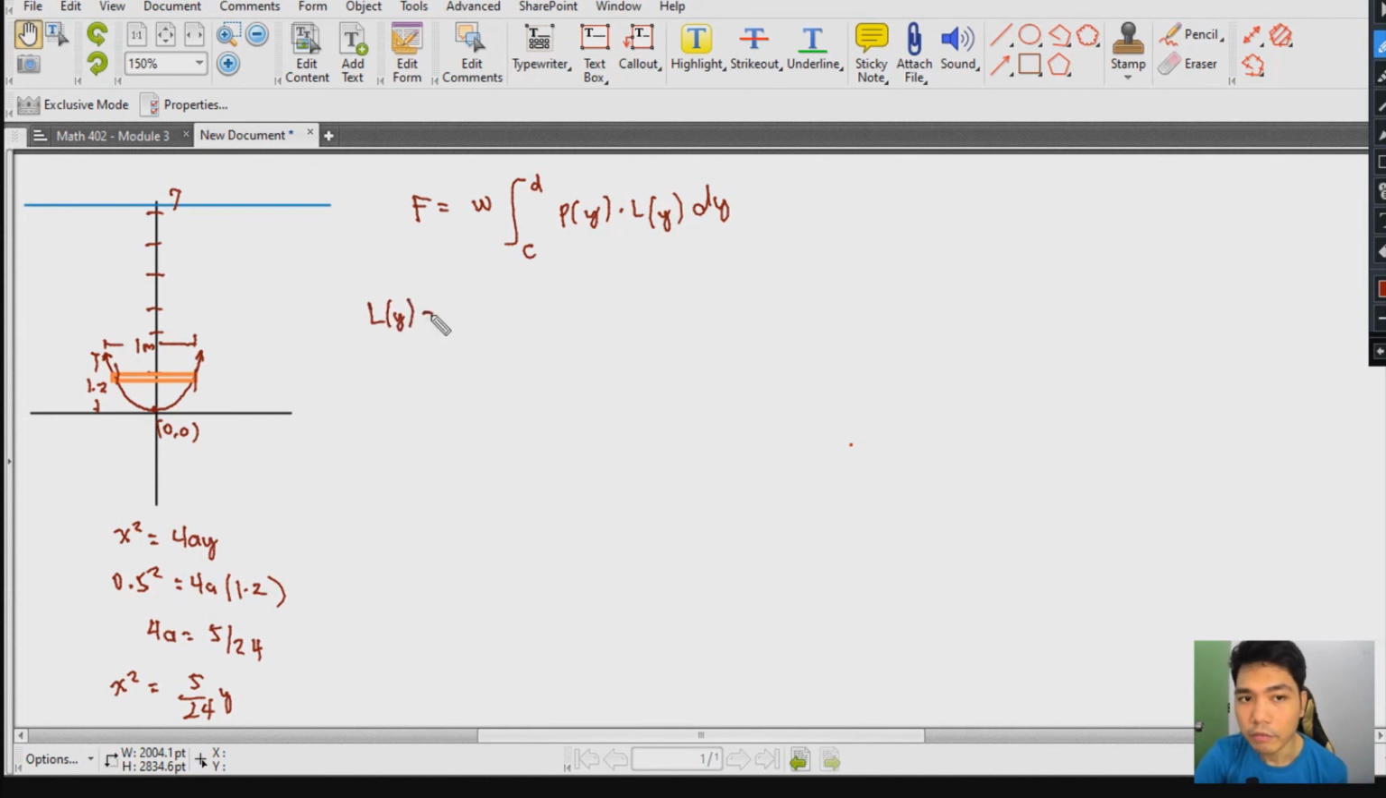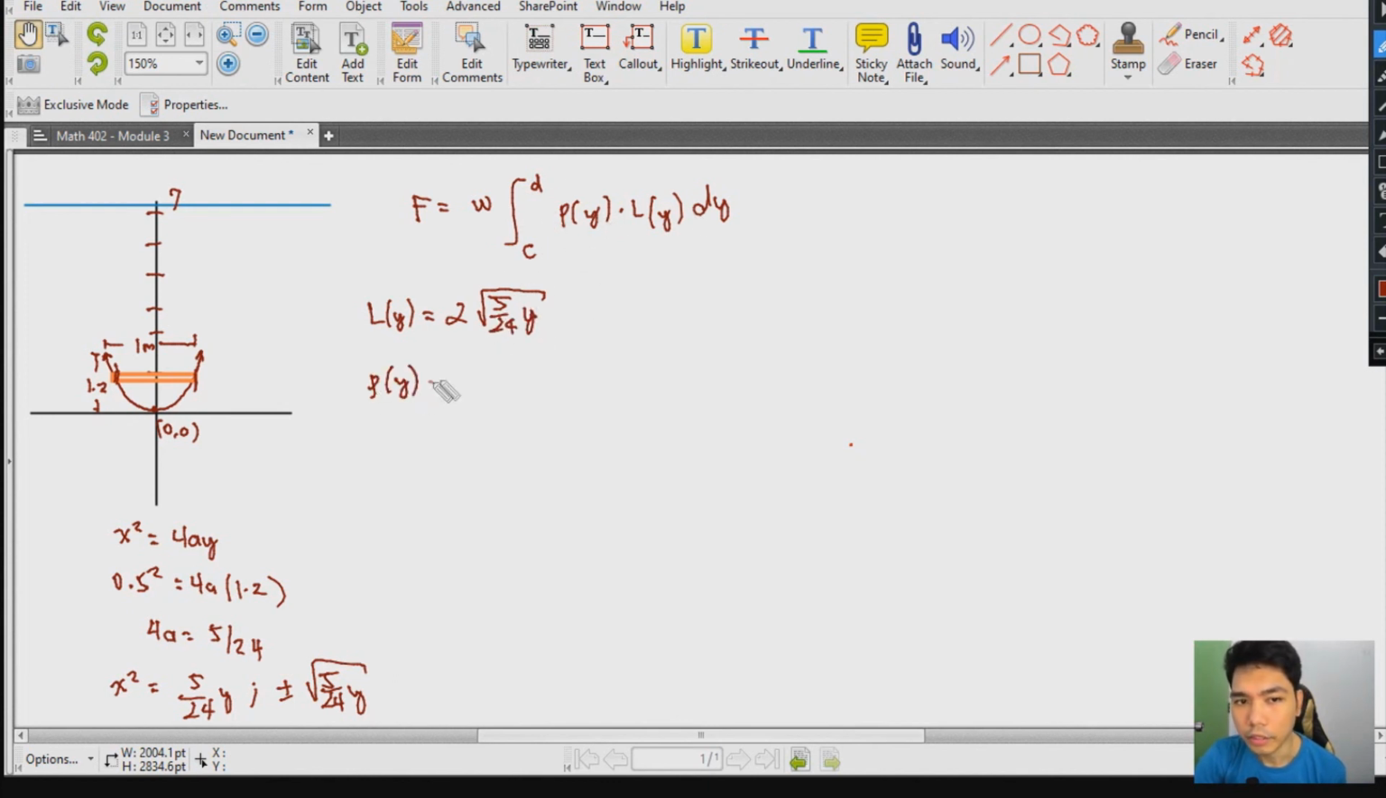So if it's the L of y, that's simply the distance between these 2 points. Alam naman natin na in terms of x or in terms of y, this is just simply the positive negative square root of 5 over 24y. And therefore, L of y is simply the positive side minus the negative side, which gives you 2 times the square root of 5 over 24y. Okay? And then, how about your p of y?